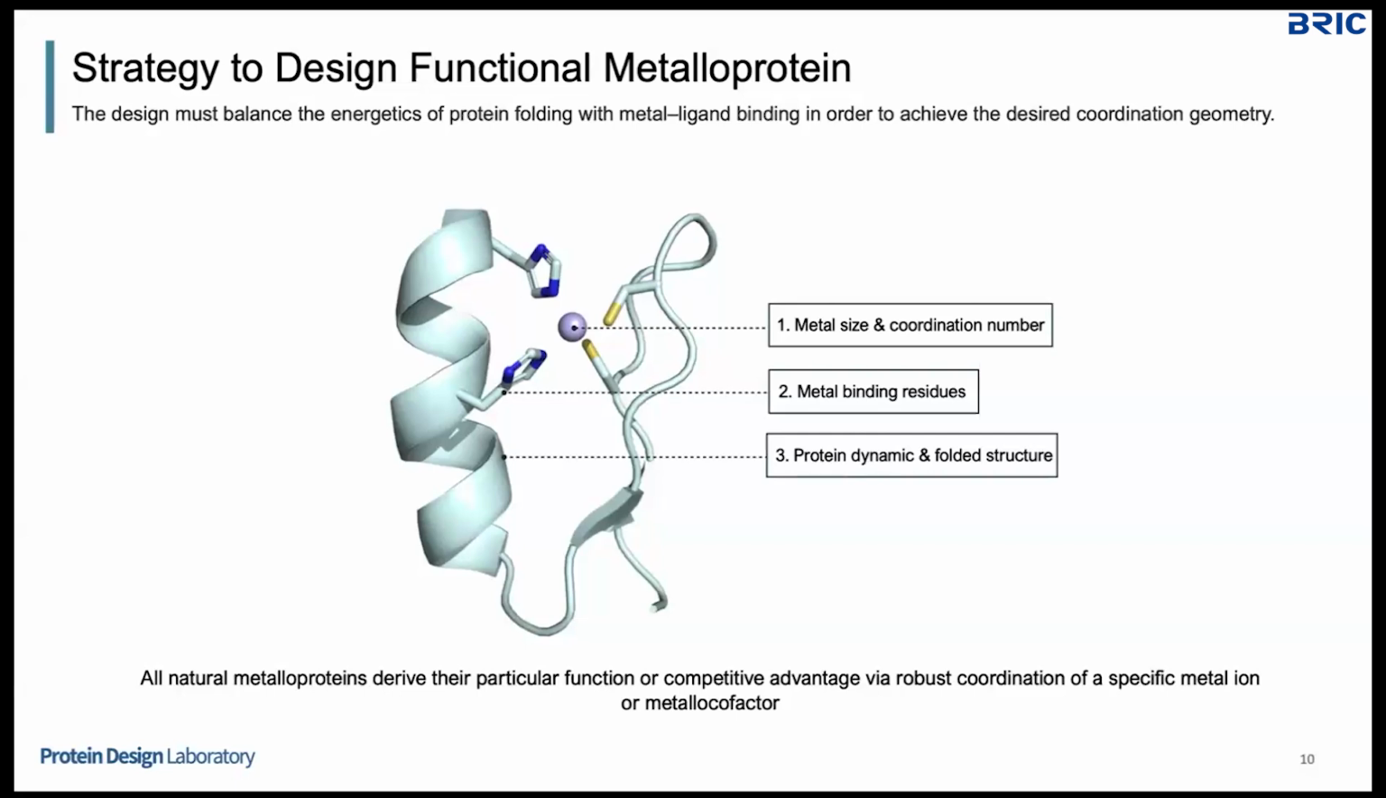We needed to start with three main key points. First, the metal we wanted to target and the coordination number related to it. The second thing, as you know, is that each metal has a different size and different coordination number, and based on that, we can pick what kind of amino acid residues can bind with it or surround that metal. And then, based on that, the protein dynamics and the folding structure surrounding that metal can be designed, and it can be used for the function itself. So these three points are the main thing I did throughout my experiment.